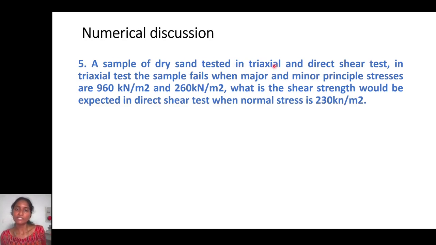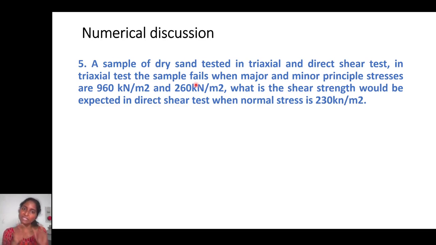And they have tested the sand both in triaxial and direct shear test. And in triaxial test, the sample has failed. When it failed, the major and minor principal stresses are given. Major principal stress will be sigma 1, minor principal stress will be sigma 3. Those two values are given. So in the triaxial, if my sand has failed with the sigma 3 and sigma 1, what will be the shear strength in the direct shear test?